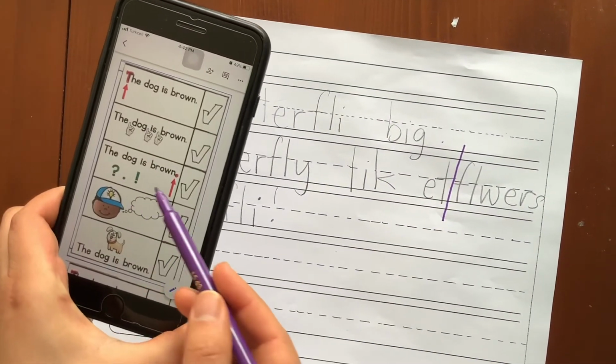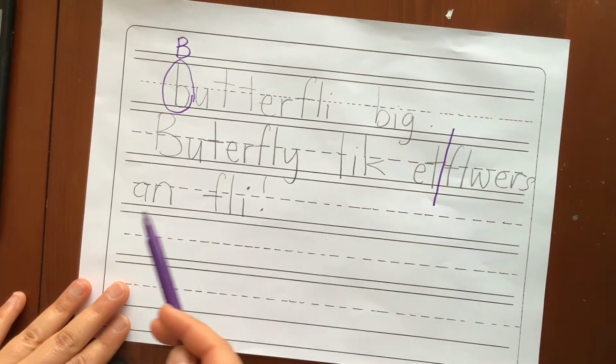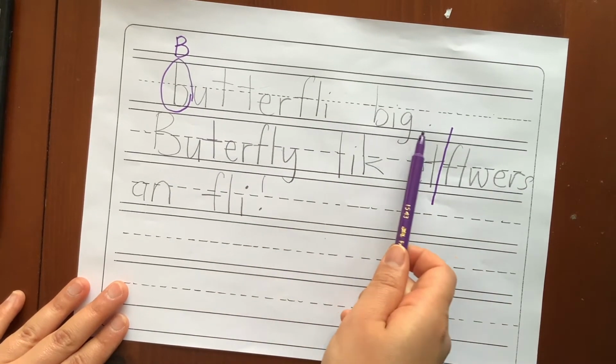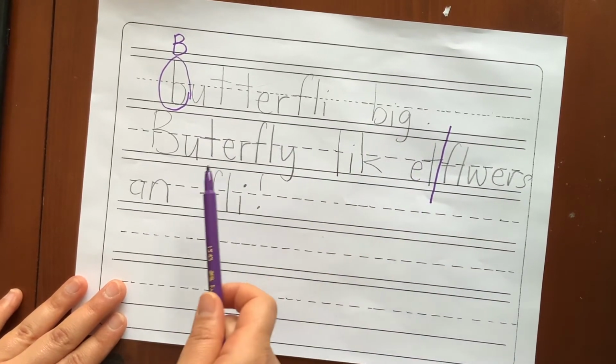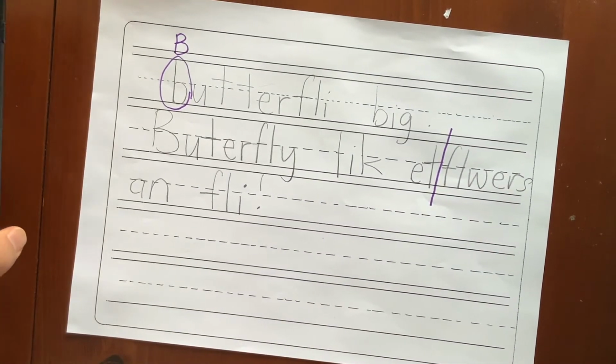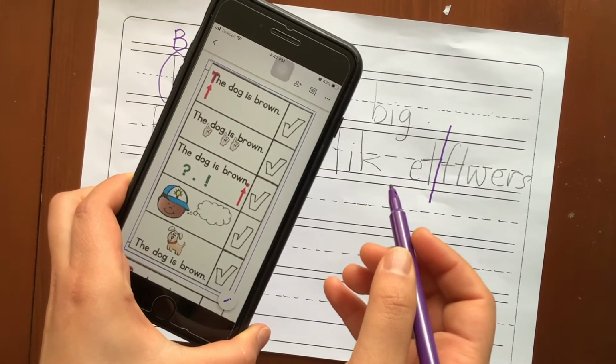And next one is punctuation. So they need to make sure that all their sentences end with a punctuation. So again, you go through it with them, say, oh, yay, good job, you remembered it. Oh, good job remembering your punctuation. So sometimes they may need to add and sometimes they may not. And then when they're done, once again, check it off.